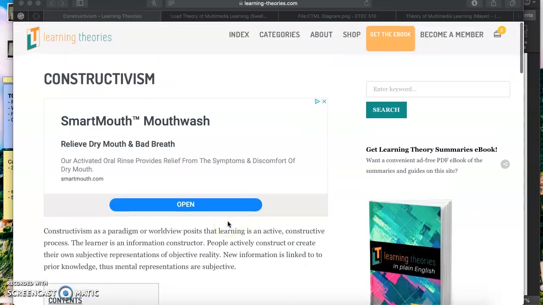So today we're going to go over three different learning theories: constructivism, load theory of multimedia learning, and theory of multimedia learning, which are two different things.